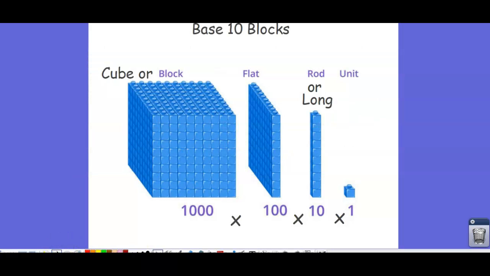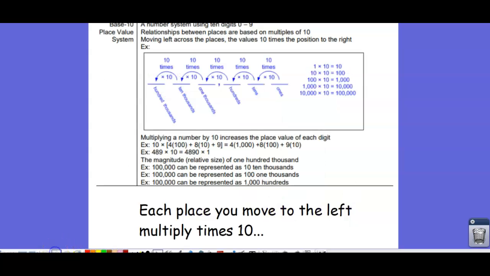And so then we looked at this. This is another view that we looked at, that we had the cubes at 1 times 10 equals the 10 rod. Then 10 times 10 would equal the 100 flat. Then 100 times 10 would equal the 1,000 cube. And then the students wrote inside their math journal, each place you move to the left, you multiply times 10.